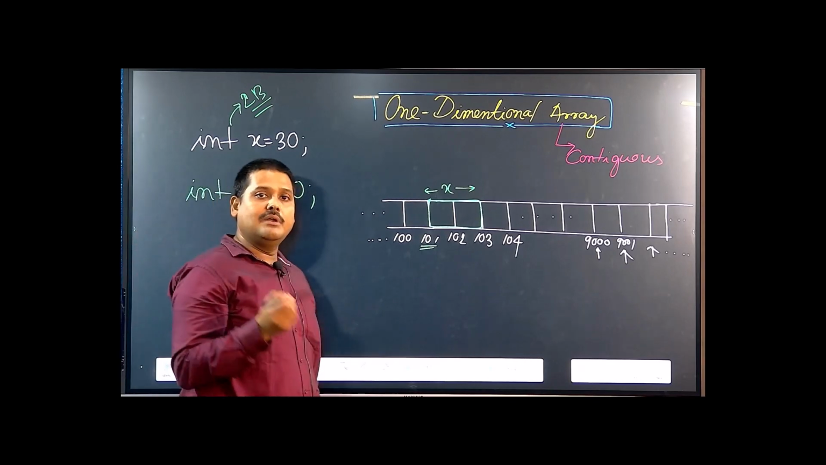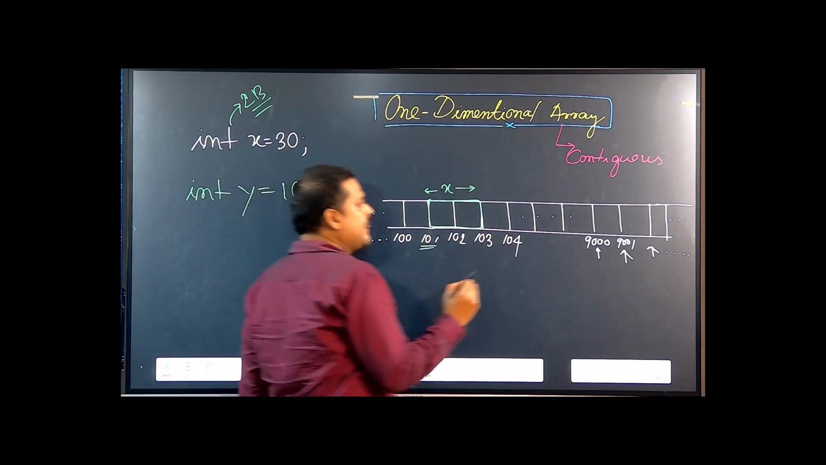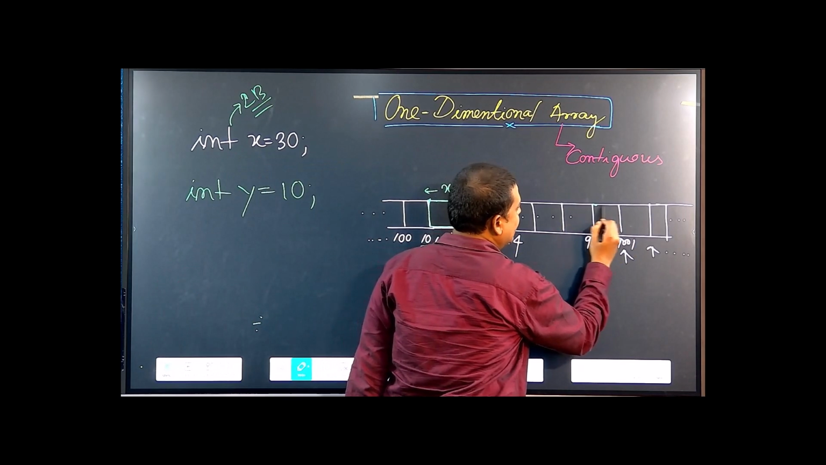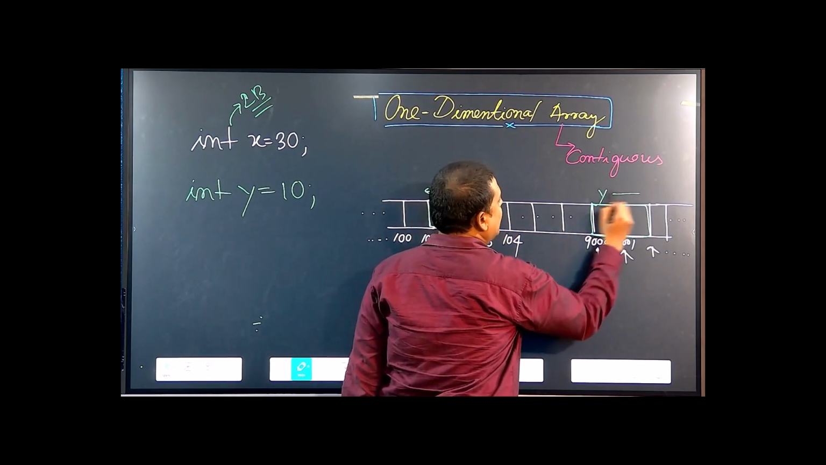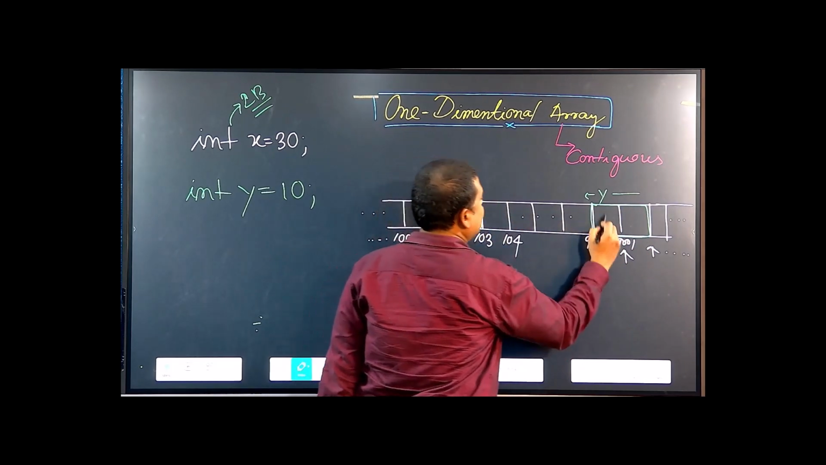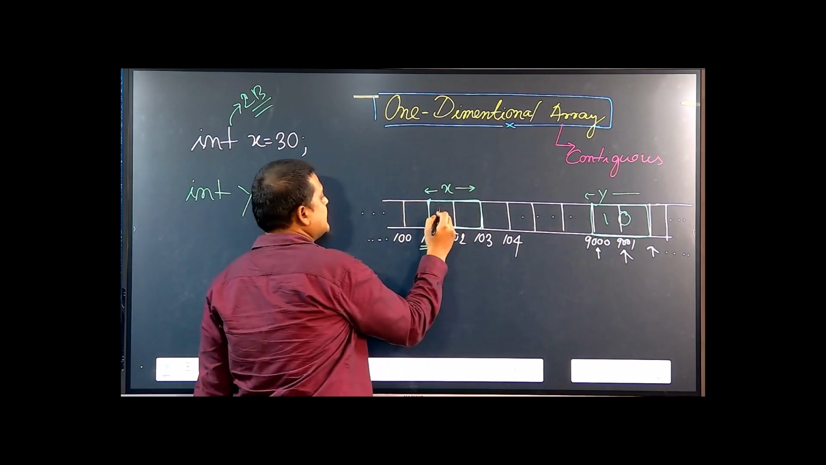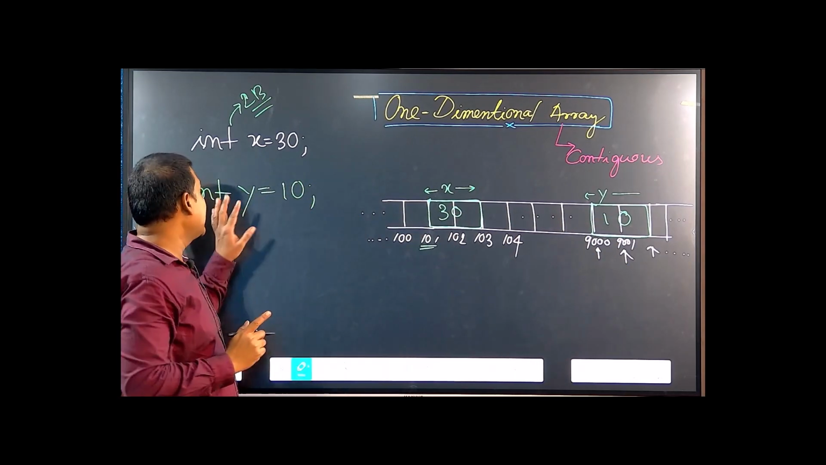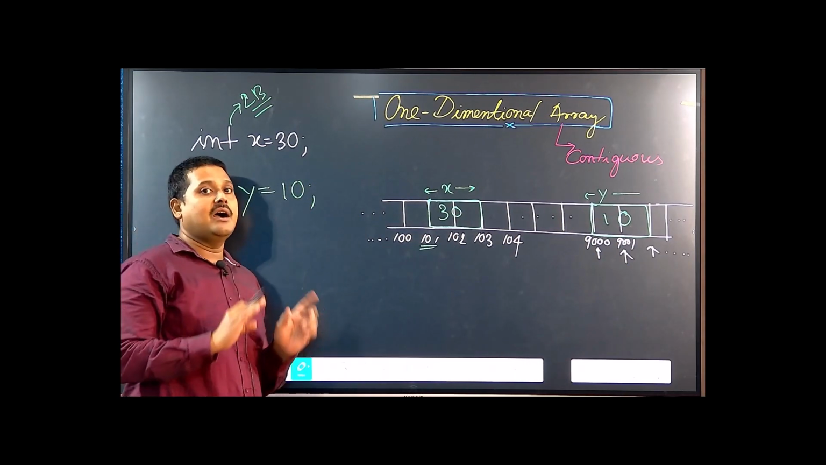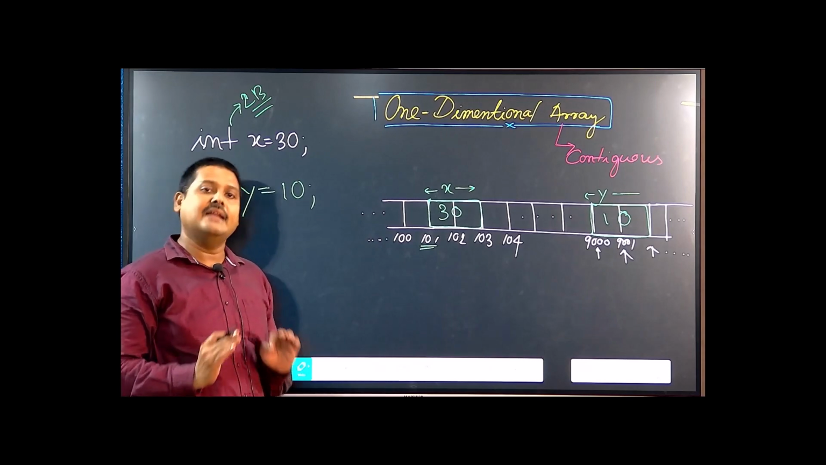Now, if we allocate another variable like int y equal 10, then some memory will be allocated and that is random. Random means it may be allocated at this location. So, this location is named y and the value 10 is stored here. In this case, the value 30 is stored here. So, this is called random allocation. Whenever we are allocating variables, they are allocated in different memory locations and that is random.